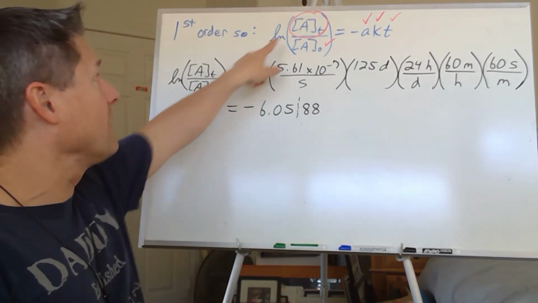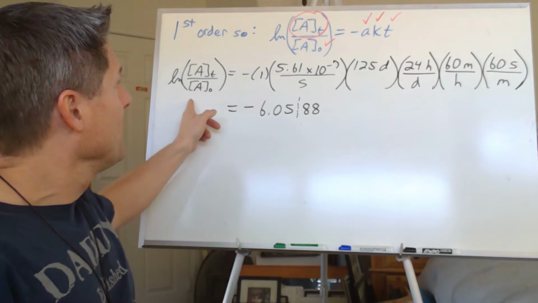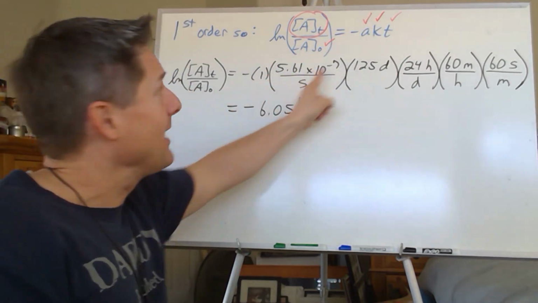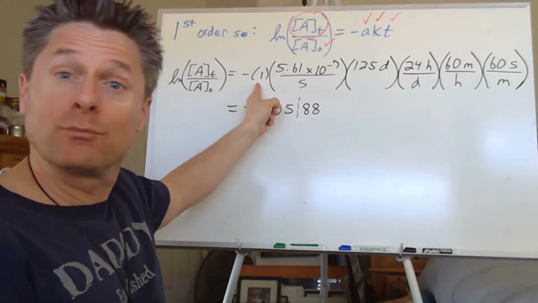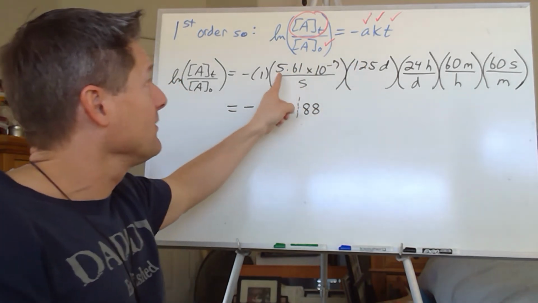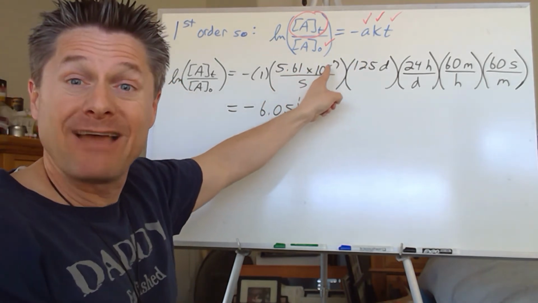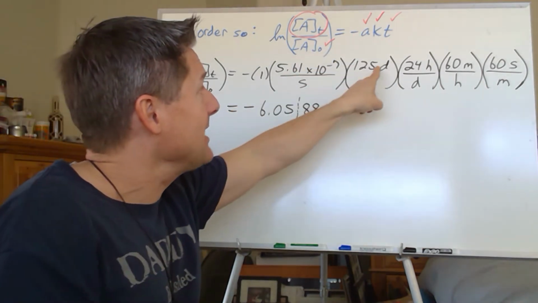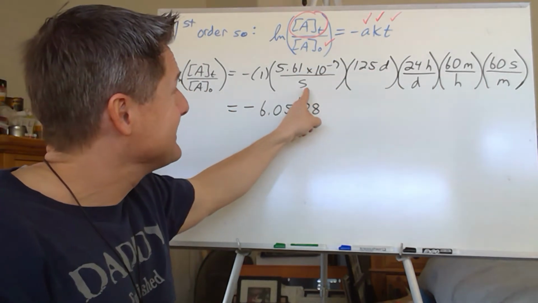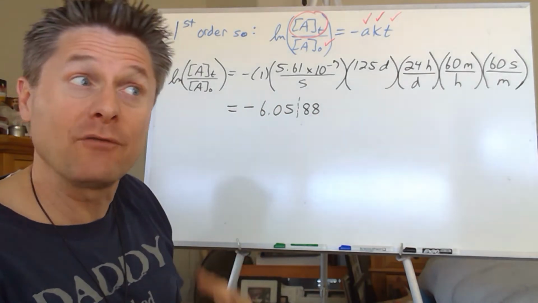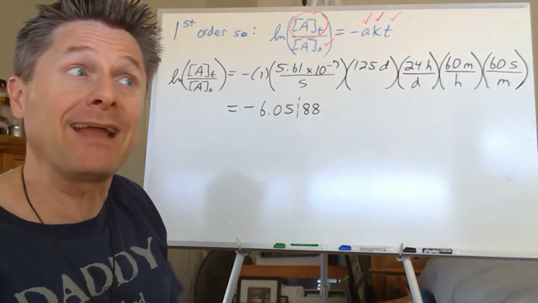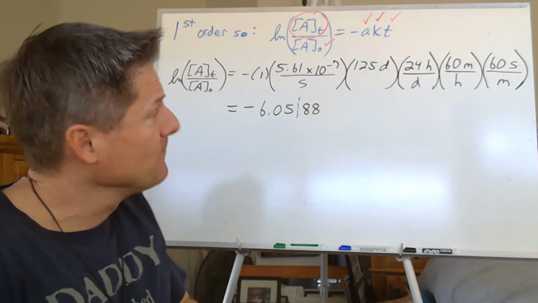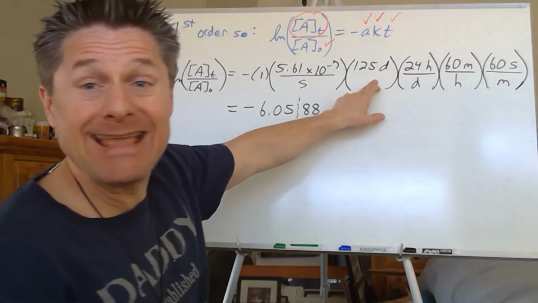So I'm just going to leave the log of A_t over A naught on this side. So negative, pull the negative sign down. a was 1 from the equation provided. The rate constant was 5.61 times 10 to the minus 7th inverse seconds. So I'm going to write seconds on the bottom there. Times the time, which is 125 days. Now notice seconds and days don't work out. So if you don't include units, you might not catch the fact that the units don't cancel for time. So I need to convert days into seconds.